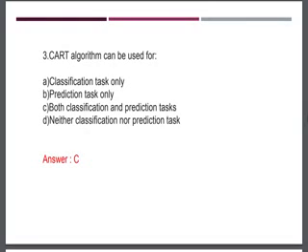CART algorithm can be used for: classification task only, prediction task only, both classification and prediction tasks, neither classification nor prediction task. As we know, the name CART itself tells us that it is classification and regression trees used for the classification and the prediction tasks. So the answer would be both classification and prediction tasks.